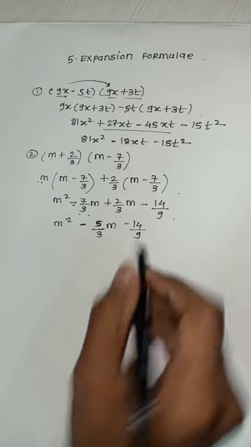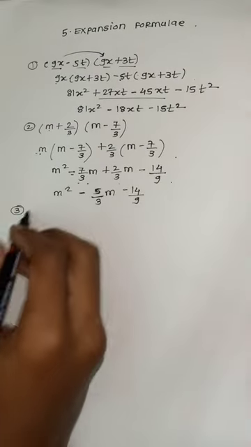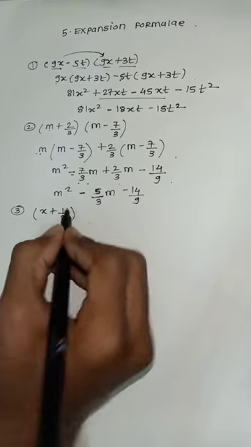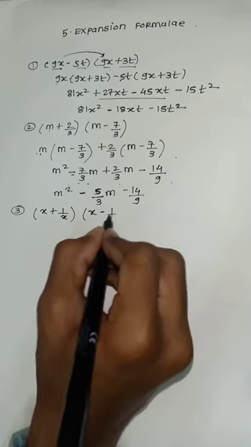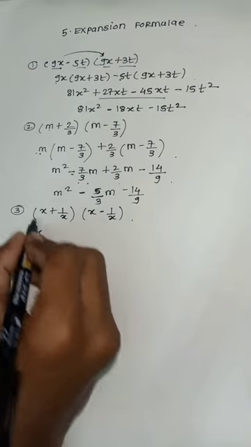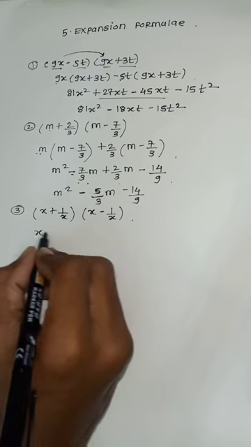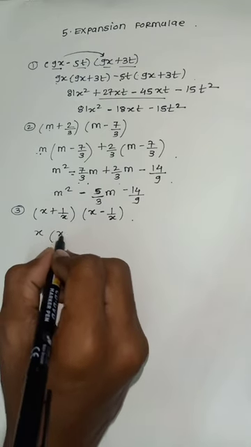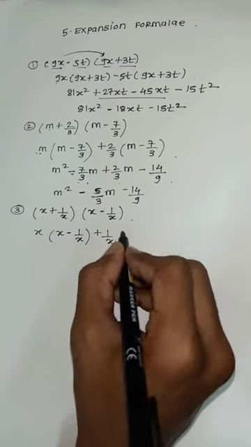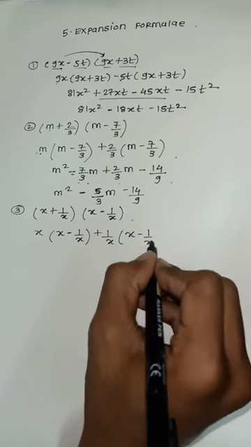Now see the next example, that is (x plus 1 by x) into (x minus 1 by x). Similar steps, that is we write down the first bracket x as it is, write down the second complete bracket x minus 1 by x, plus 1 by x into x minus 1 by x.